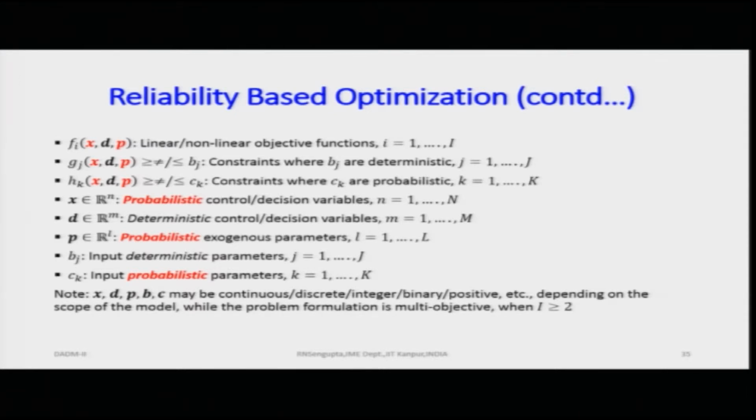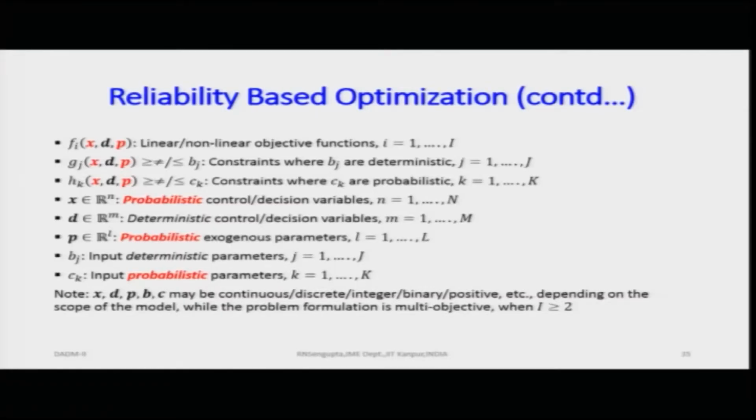Now, here it is, which I have already mentioned, I am just mentioning it again. The Fi's are the linear, non-linear objective functions. I is changing from 1 to capital I, and remember the red color which I mentioned here for x and p, where x is the decision variable which is probabilistic, p is the parameter and the variable values which are also probabilistic, while d is the deterministic sets of variables or values for which the values are known. They can be both internal or external to the system.